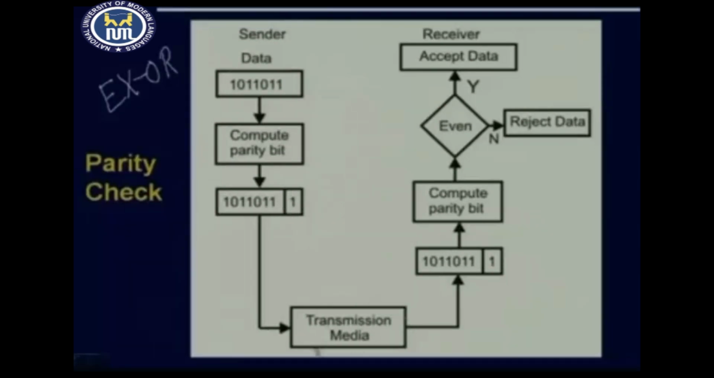The data along with the parity bit is sent through the transmission media. When it is received at the receiving end, the receiver checks whether the number of ones is even or not. If it is even, it will accept the data. If it's not, meaning the number of ones is odd, it will reject the data. That means some error has occurred, which has led to a single bit error. This is the basic scheme of using a parity check. And obviously the parity bit in both cases can be computed using exclusive OR.